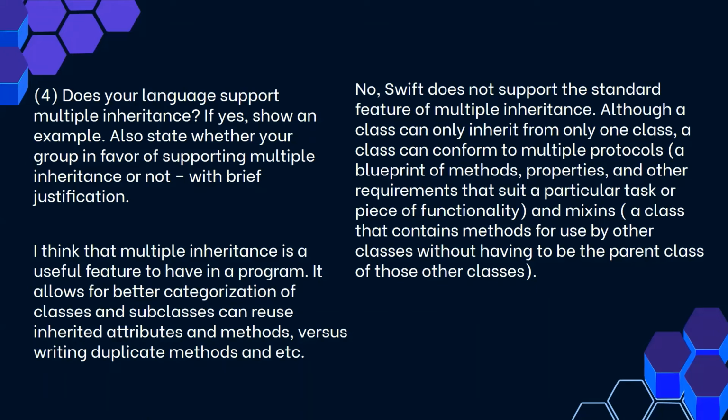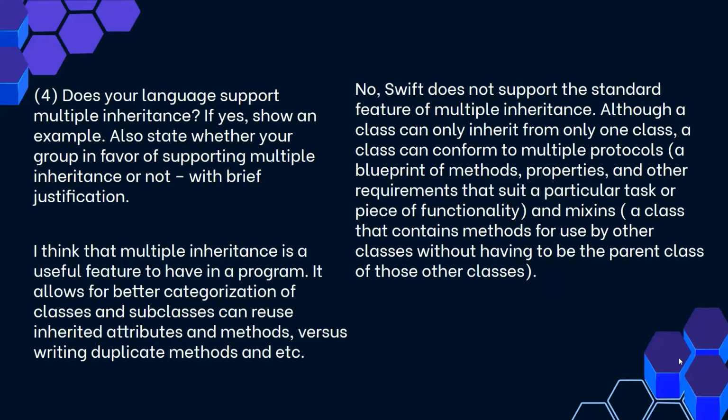And in my opinion, I think that multiple inheritance is a useful feature to have in a program. It allows for better categorization of classes and subclasses, and you can reuse those inherited attributes and methods versus writing multiple methods and other attributes for a specific class.